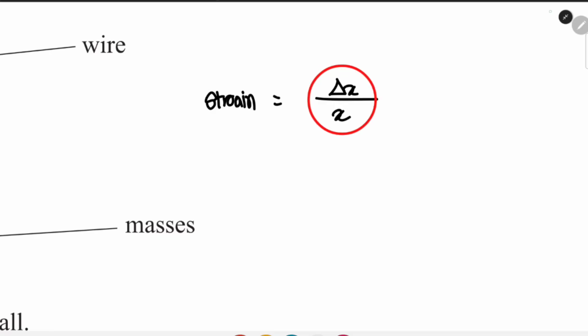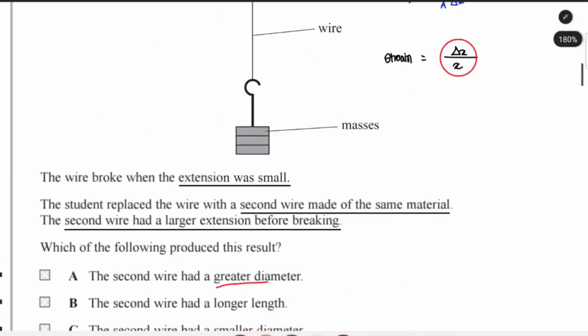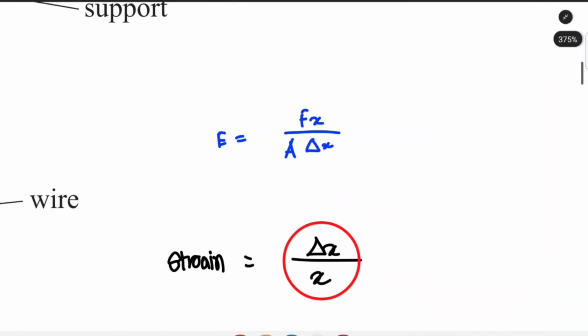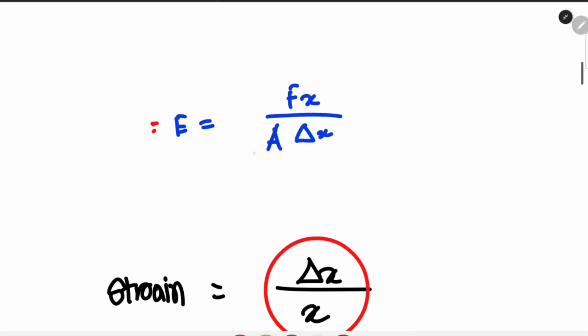Now if you talk about the Young's modulus, which is Fx divided by A times the extension, for a given force the extension will be smaller if the diameter is greater. That's correct. So the Young's modulus is a constant. If the area is smaller, the extension will be larger, and vice versa. If the area is larger, the extension will be smaller for a given force, that is.